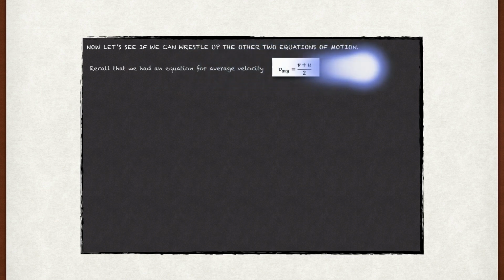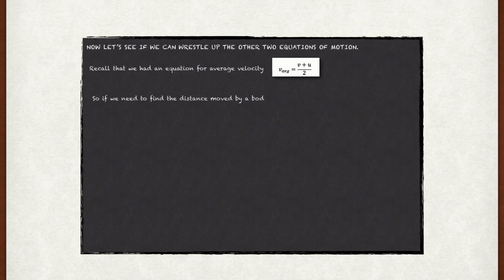All right, let's move on. Now let's see if we can wrestle up the other two equations of motion. Recall that we had an equation for average velocity, which is final velocity plus initial velocity divided by 2. So if we need to find the distance moved by a body, we can multiply that average velocity by the time taken for the body to complete this motion. So we have s is equal to v average multiplied by time. So it's v plus u divided by 2.